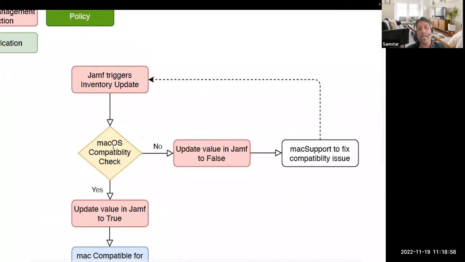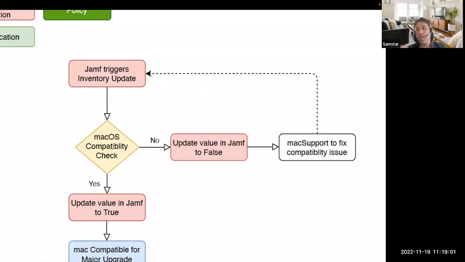As we know, extension attributes update the value only when JAMF inventory is triggered. As soon as you add this extension attribute in your JAMF instance, it will populate a value called yes or a value called no. A value yes means the endpoint hardware is compatible with the latest major version. And no means the macOS hardware is not compatible.